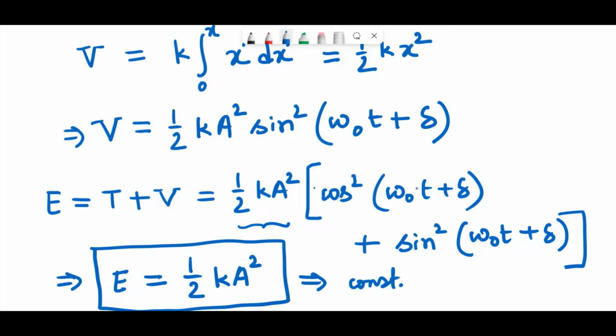Not only is E independent of time, emphasizing the conservation of energy, but it is also proportional to the square of the amplitude, which is a great result, by the way. And there are only a few systems in physics which can be solved explicitly, and one-dimensional simple harmonic motion is one of them.